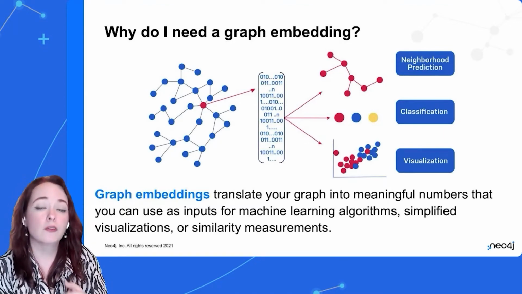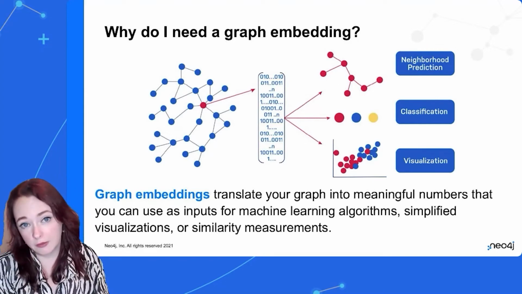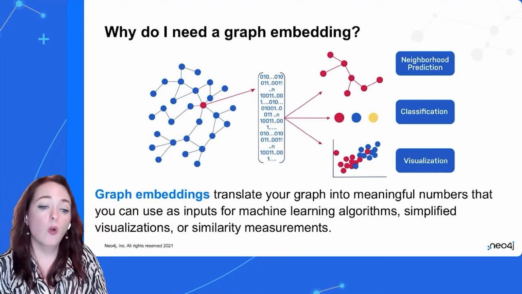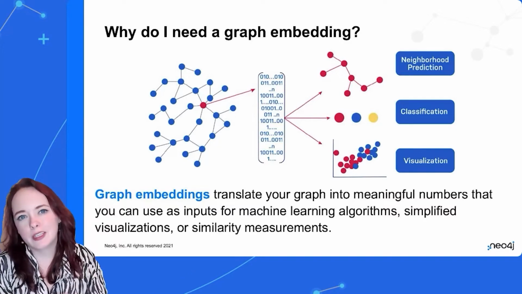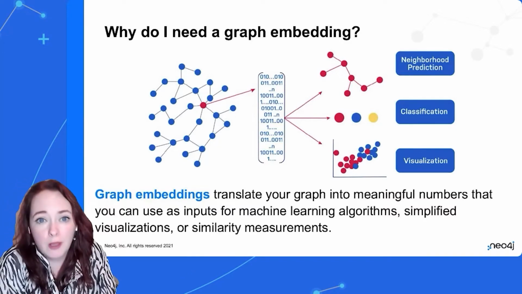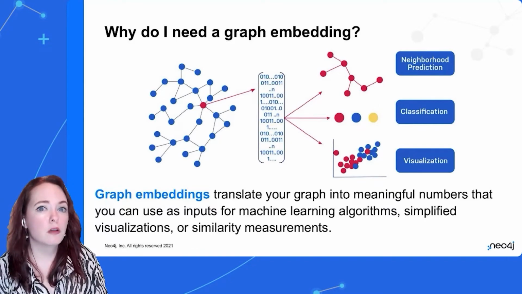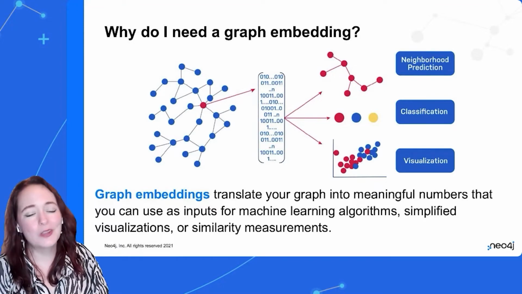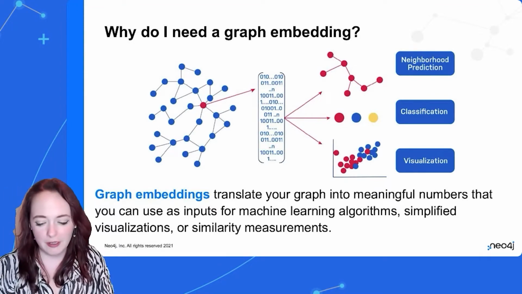So maybe you have a machine learning pipeline and you need to encode all of that complicated information from your graph into a bunch of numbers. Or maybe you want to visualize your graph, not as this big balloon visualization, but maybe as a simple 2D plot. You can use an embedding for that. Or maybe you just want to know how similar two nodes are, and someone told you node similarity would take too long to run on your graph. You can use an embedding for that.